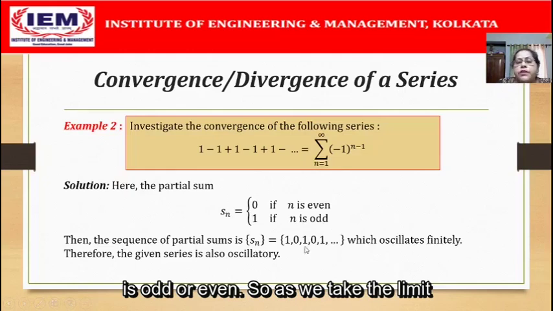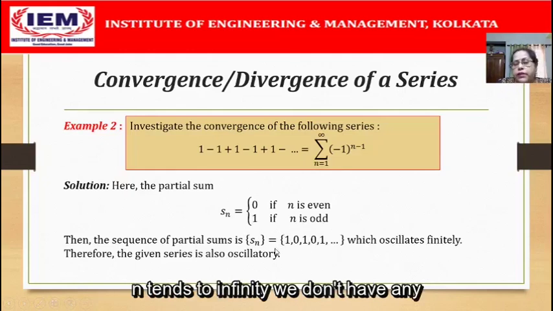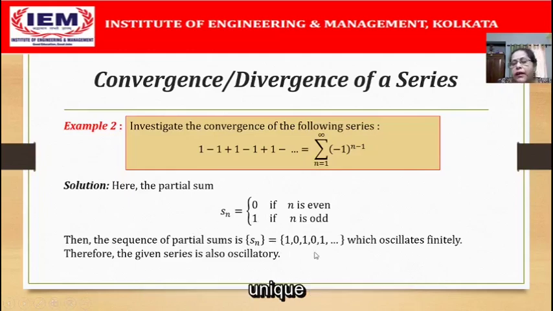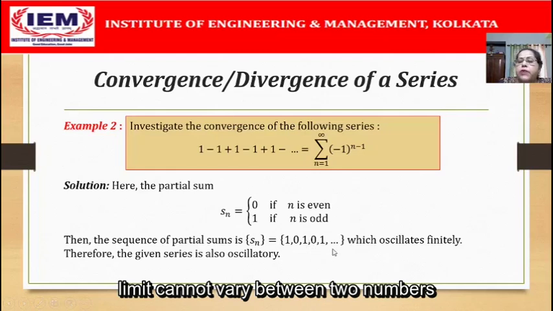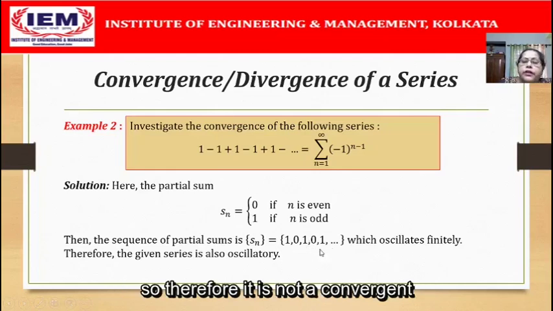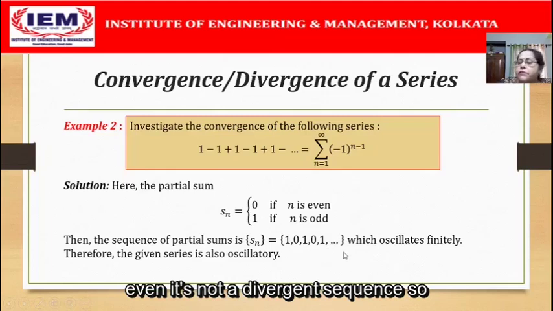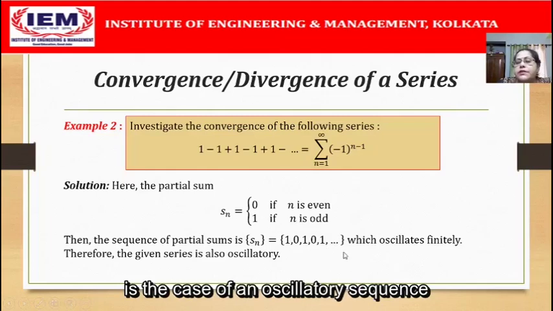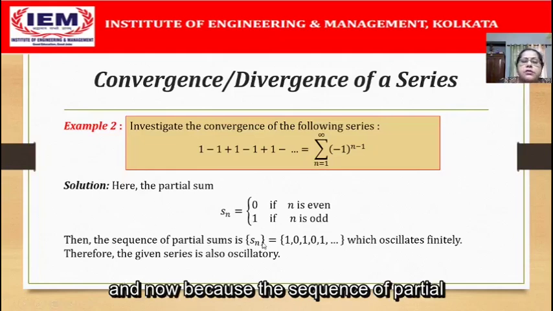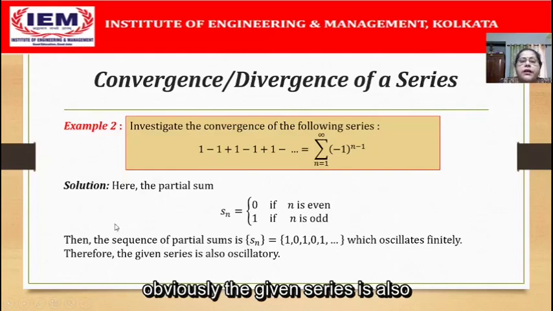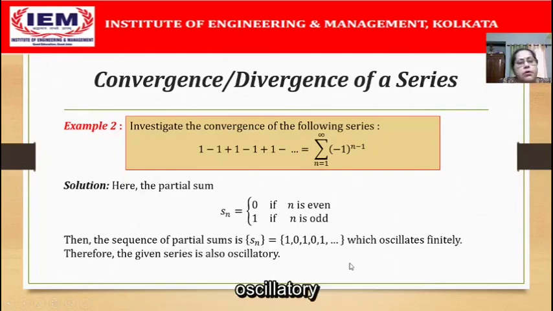So as we take the limit n tends to infinity, we don't have any finite limit because limit has to be unique. Limit cannot vary between two numbers. So therefore it is not a convergent sequence, even it's not a divergent sequence. So this is the case of an oscillatory sequence. And now because the sequence of partial sums is oscillatory, obviously the given series is also oscillatory.